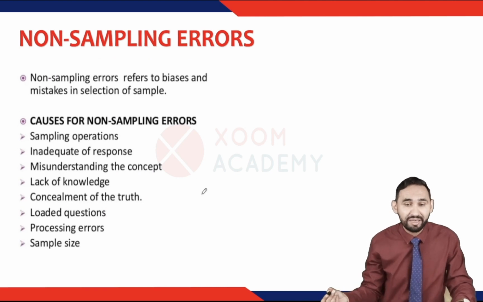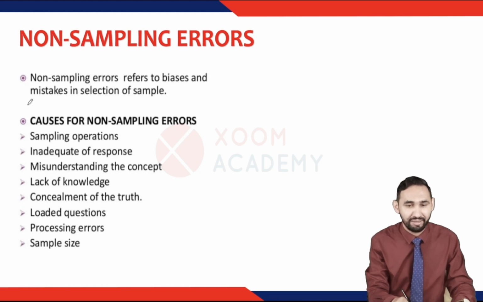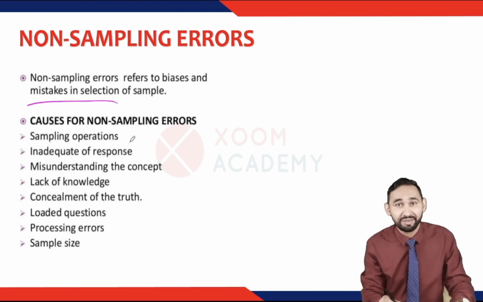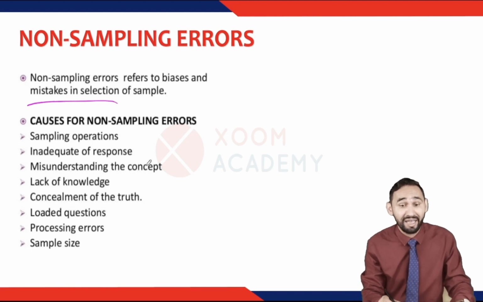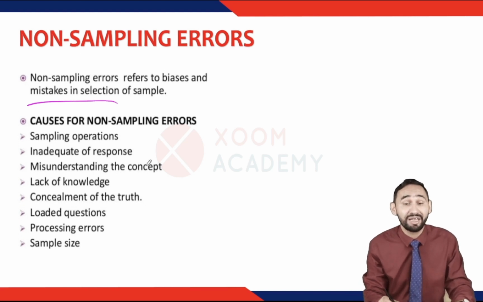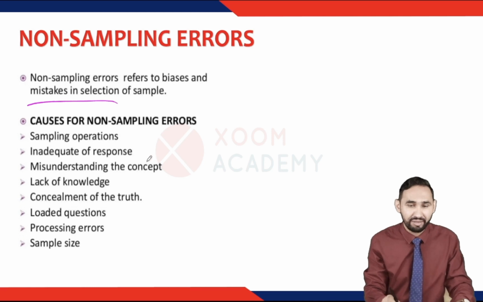And there are non-sampling errors. There are biases and mistakes in selection of the sample. Errors which arise during selection of the sampling technique are sampling errors. And errors which arise during selection of the sample are non-sampling errors. And what are the various causes for non-sampling errors?